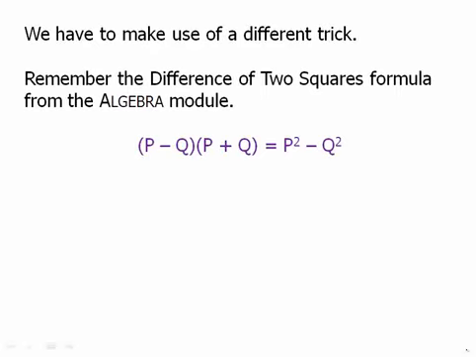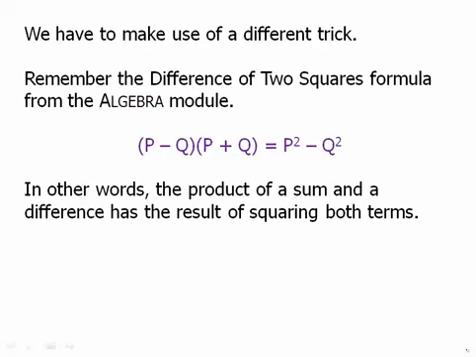So I'll say, remember the difference of two squares formula from the algebra module. P minus Q times P plus Q equals P squared minus Q squared. If this is an unfamiliar formula, I highly suggest go back to the algebra modules and watch the videos concerning this particular formula. It's one of the most widely applicable formulas in all of mathematics.